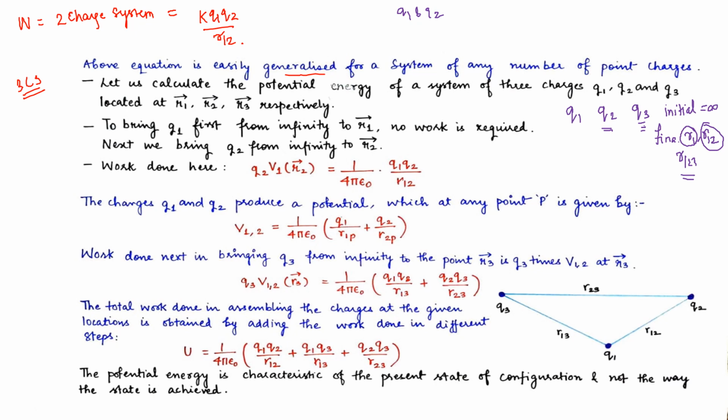Now let's calculate the potential energy of a system of three charges Q1, Q2 and Q3 located at a distance of R1 vector, R2 vector, R3 vector respectively. To bring Q1 first from infinity to R1, no work is required. Next we bring Q2 from infinity to position R2. The work done here is equal to Q2 into potential due to 1.